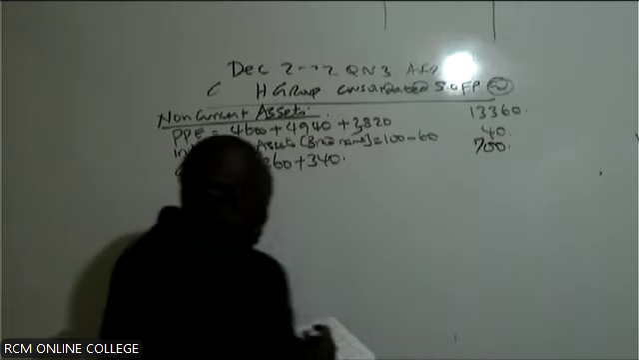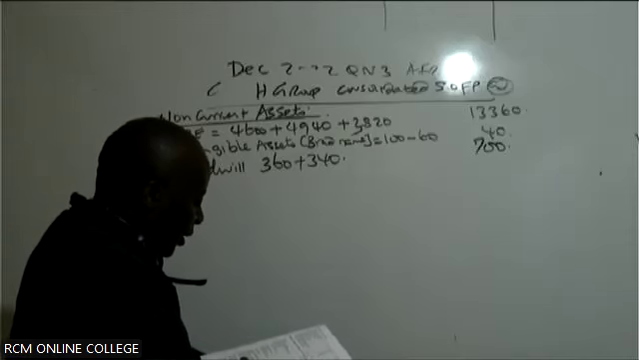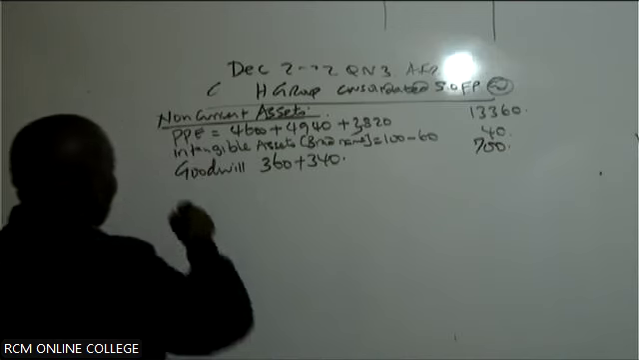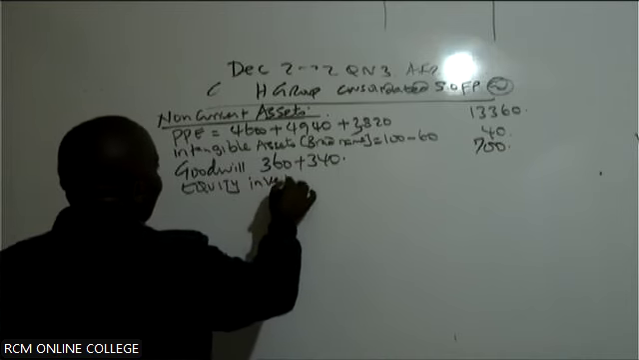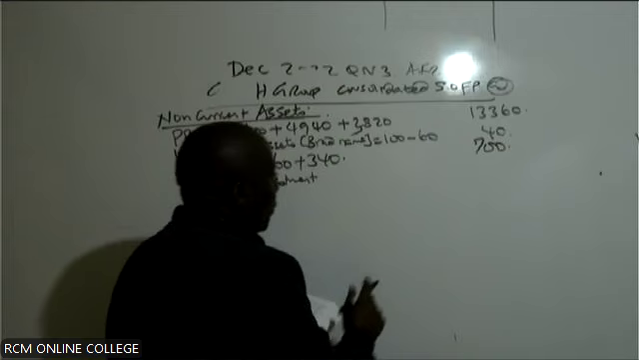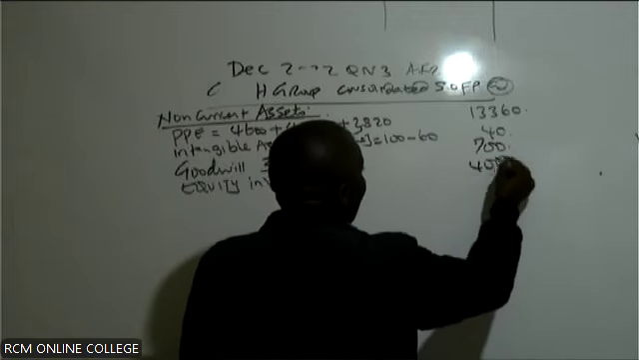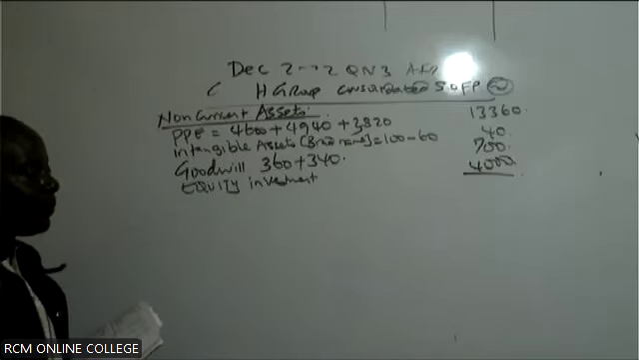Then if you look at this, we have what they're calling equity investments. Are you able to see equity investments? Free marks. Equity investments: what do we have here? 4,000. Simply bring it here. So please give me the total non-current assets.